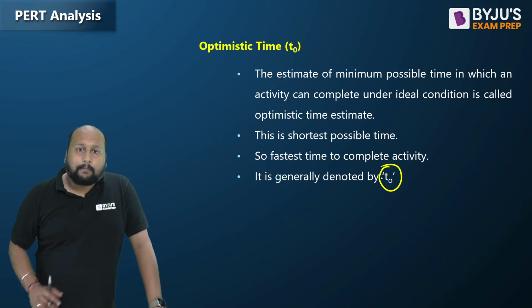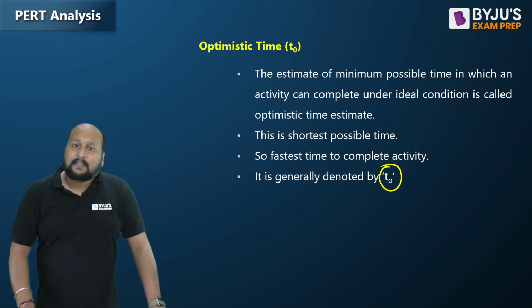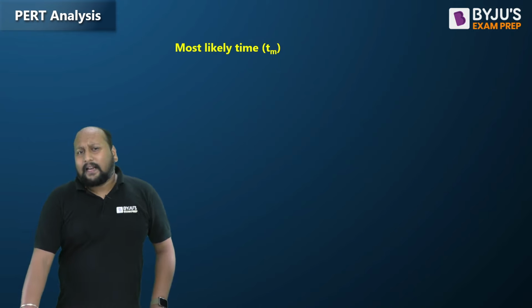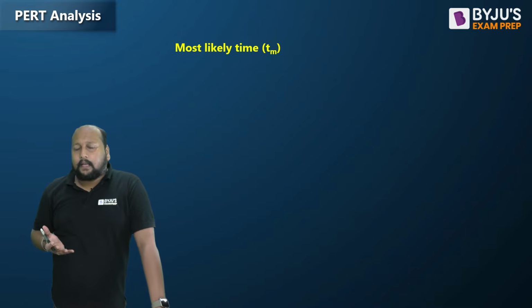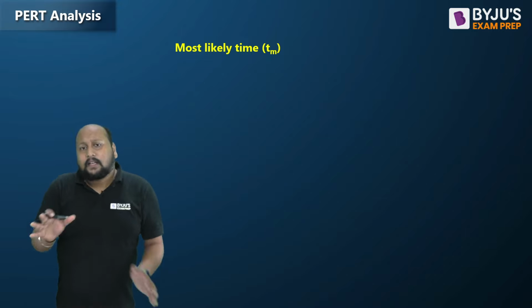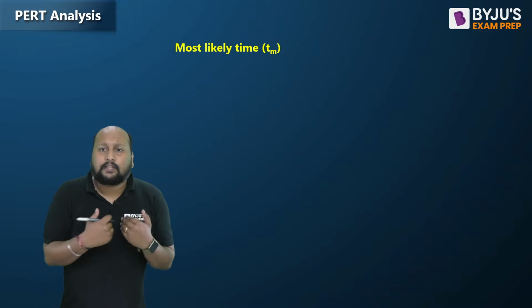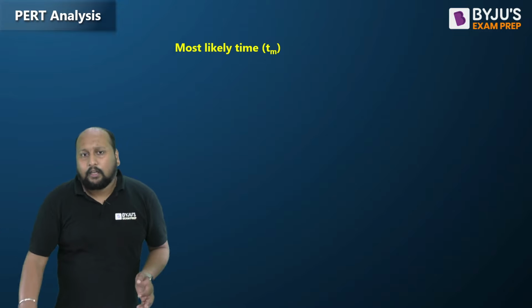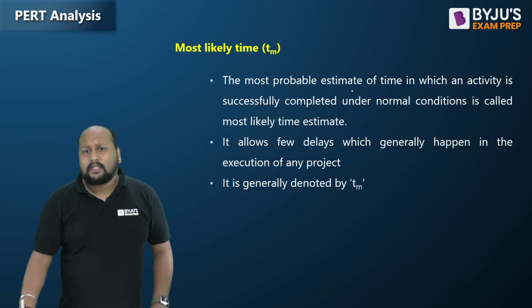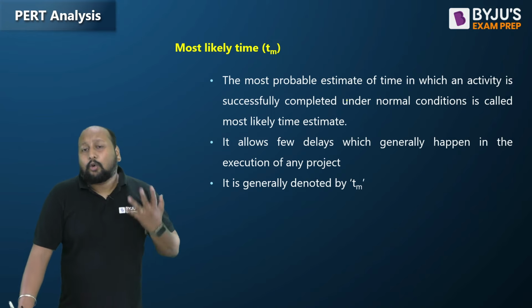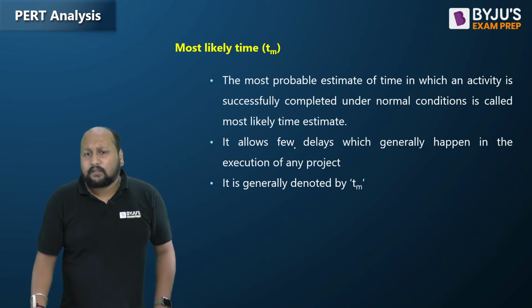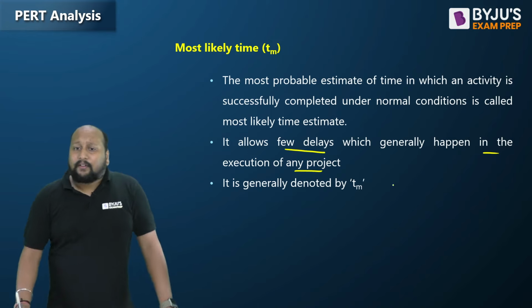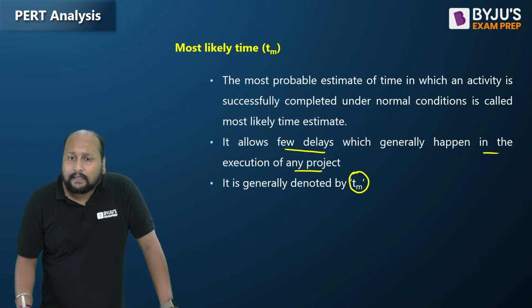The second time estimate that we need to understand is the most likely time. By the name itself, most likely means that whenever we are trying to complete this activity under normal conditions, that means some conditions will be in our favor and some conditions will not be in our favor, right? So it is a normal working condition. It is the most probable time to complete an activity. And in this case, we definitely allow some delays, which generally happen during the execution of any project. And definitely this is denoted by TM.